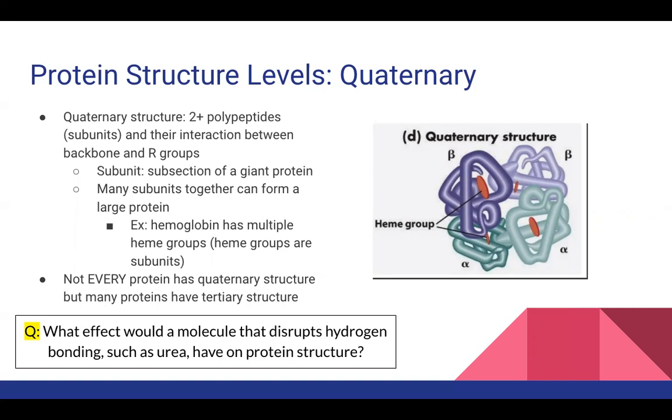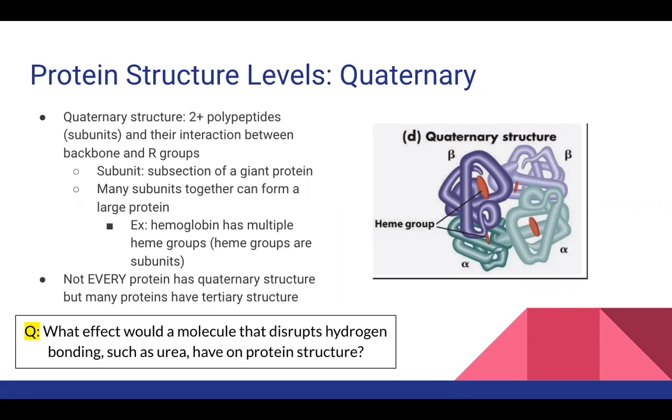Okay, and then we have a question. What do you think would happen if we have a molecule that disrupts hydrogen bonding, such as urea? What structures of the protein, or what levels, would be affected? Zoom, feel free to type in the chat, or here in the room, just raise your hand or yell it out. Someone said secondary structure. Yes, exactly. Secondary structure would definitely be disrupted.